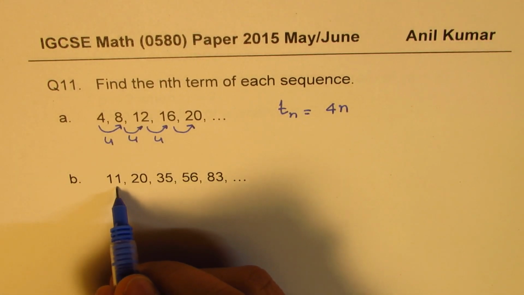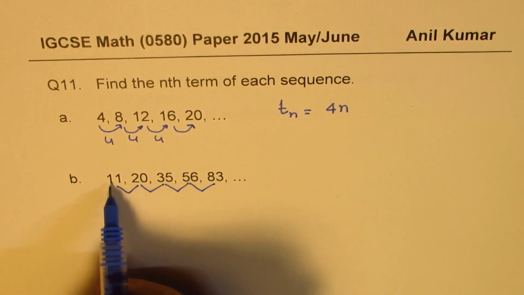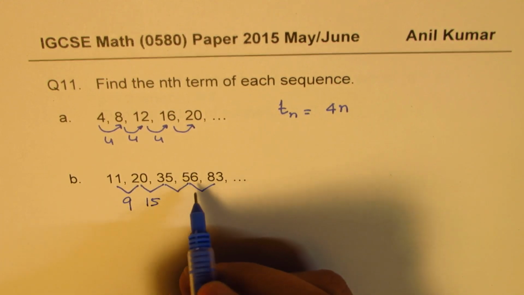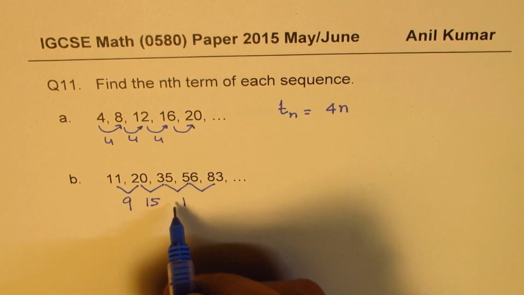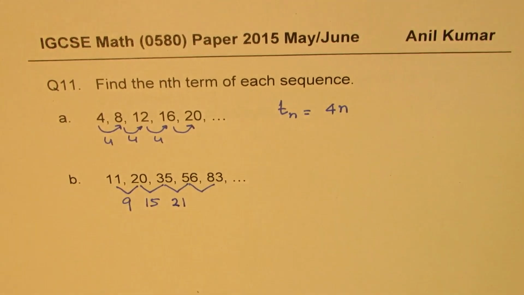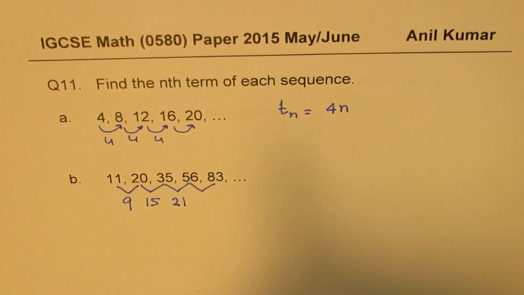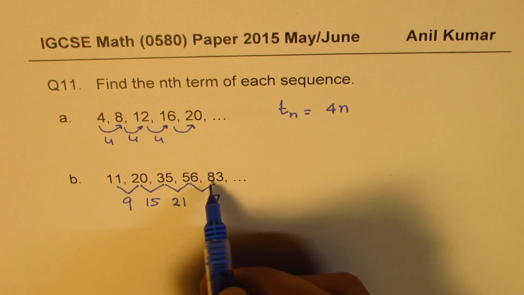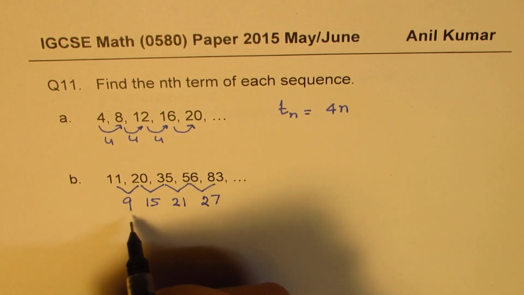Well, if we see the first difference, then what do we get? 20 minus 11 is 9, and 35 minus 20 is 15. 56 minus 35 is what? 21. So what do we notice? We notice that they are rising, and hopefully they have a constant term. Anyway, let's see this also. So this difference here is 15 minus 9 is 6, and then 21 minus 15 is 6. So now let's find the second difference.